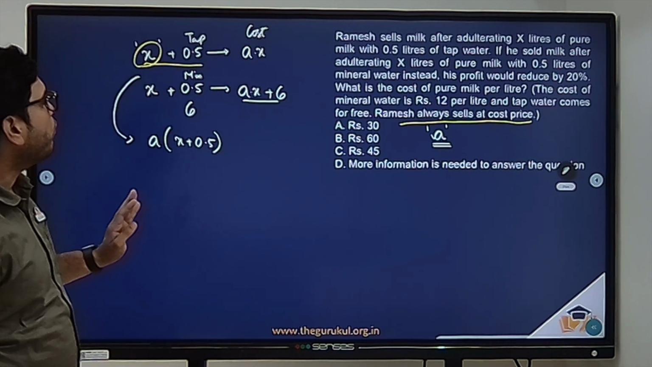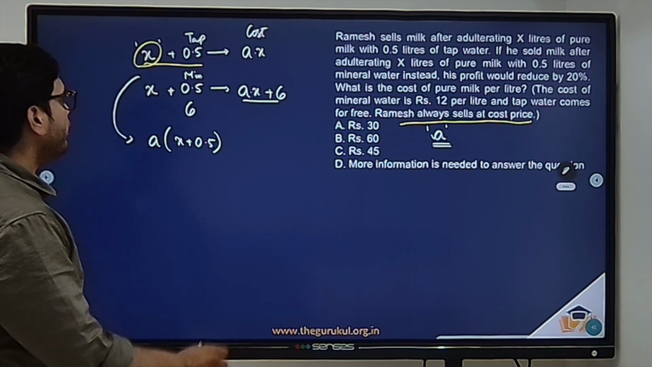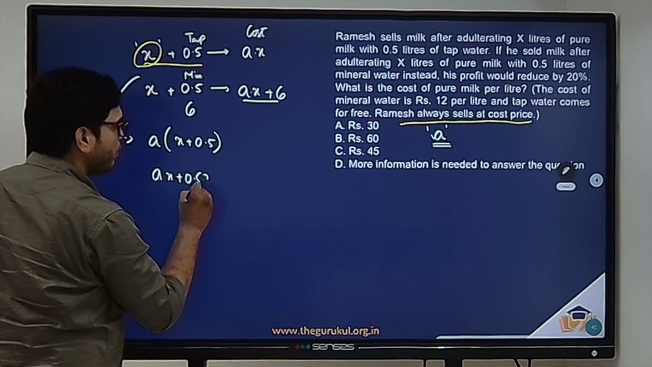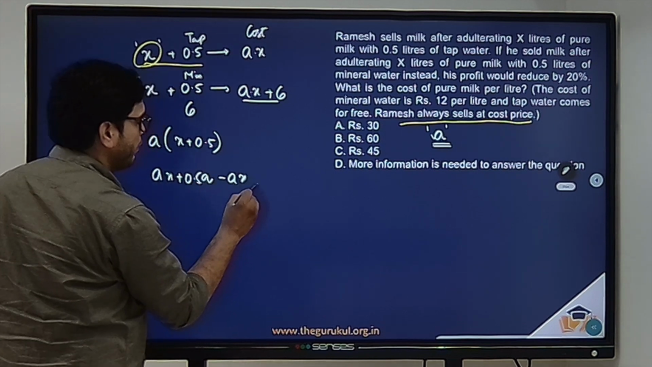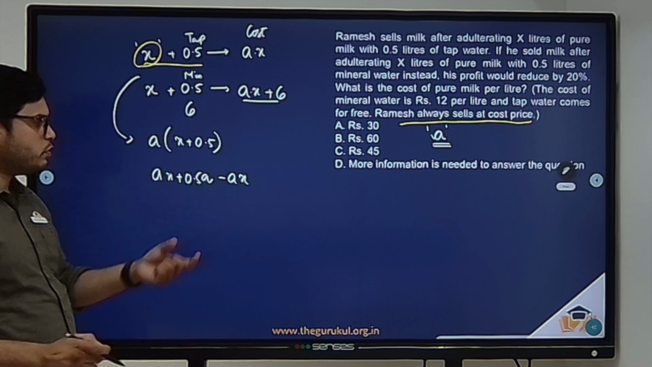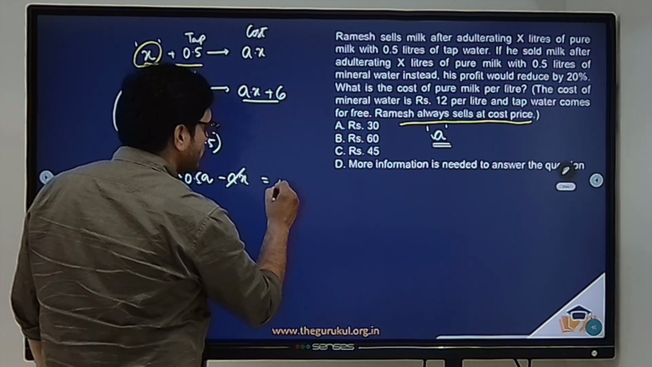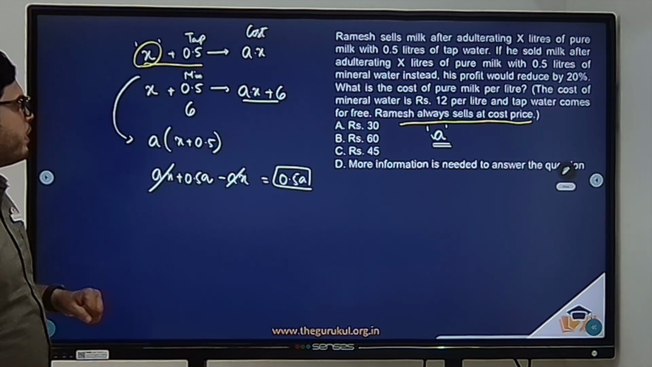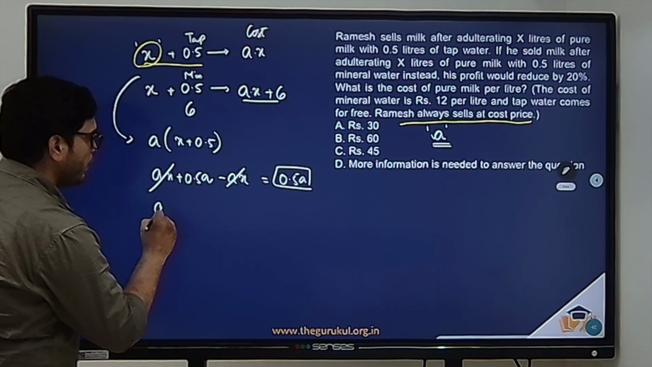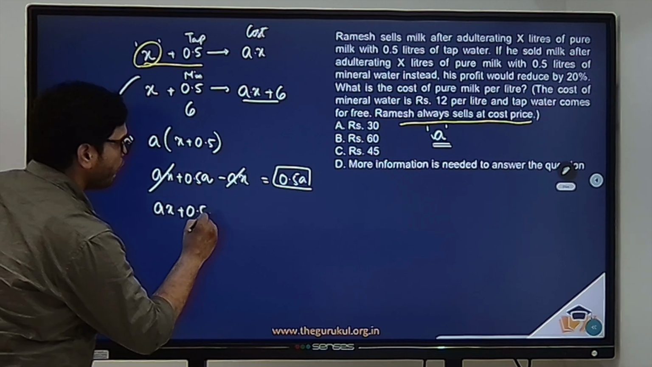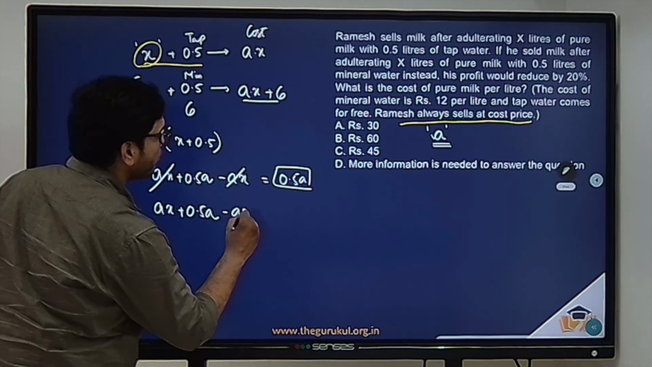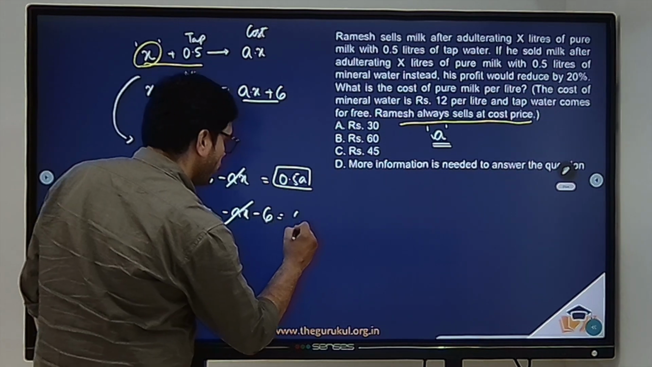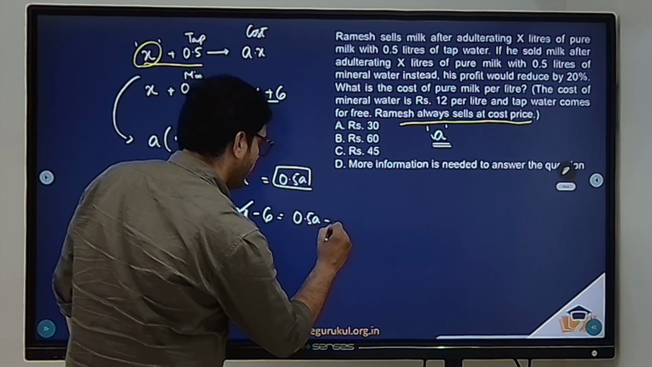Now, in the first case, what would be the profit earned? So AX plus 0.5A minus AX, your selling price minus cost price. So that is nothing but 0.5A. Now that was his profit. Now coming to the second case: AX plus 0.5A minus AX minus 6. These two will get cancelled, and here you have 0.5A minus 6.